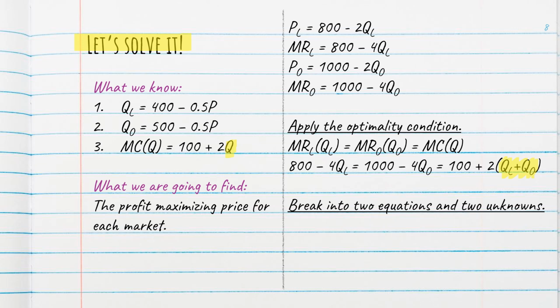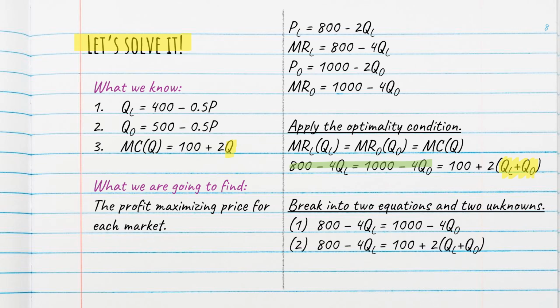What I mean is you can take the first part, 800 minus 4QL equals 1000 minus 4QO, call that equation 1, and then you can take a different part where we know that 800 minus 4QL also has to equal 100 minus 2 times QL plus QO. So we break it up into two equations, and we should be able to solve this system for both QO and QL.